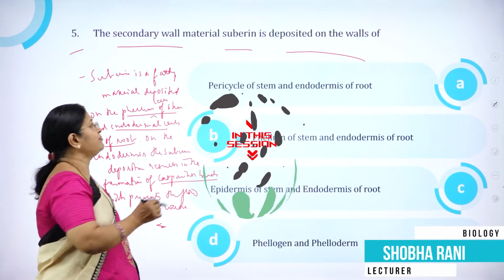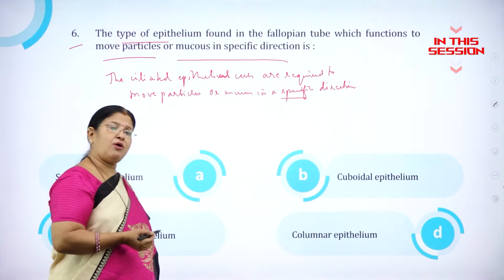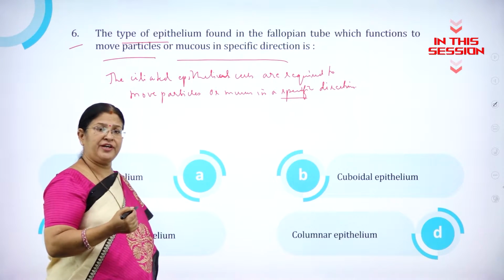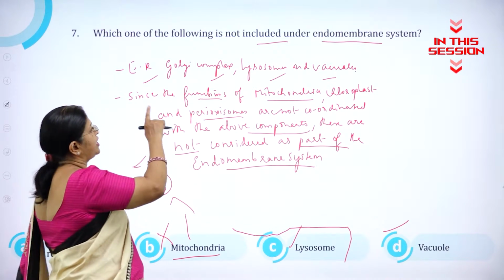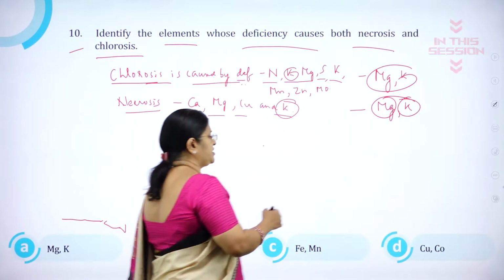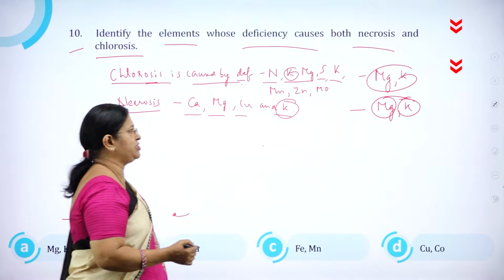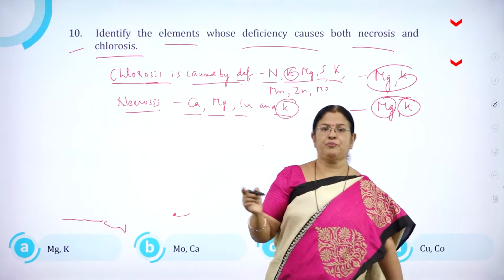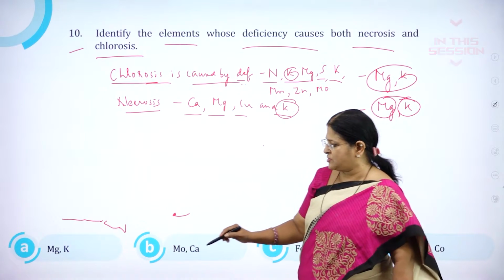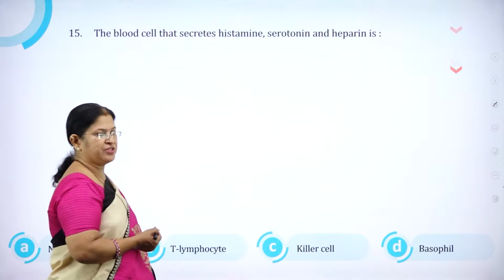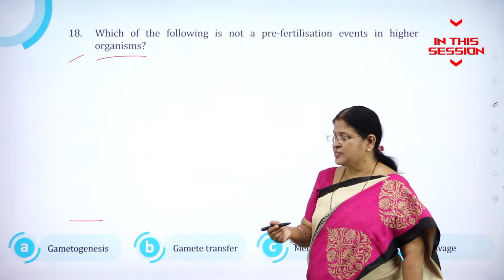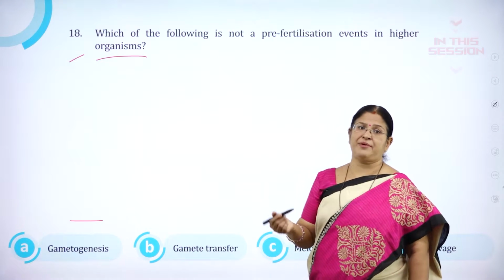Suberin? Suberin is nothing but a fatty material. The type of epithelium: usually all the epithelial cells form the lining of internal organs. Mitochondria is not included under the endomembrane. So which is the option which is having both magnesium and potassium as common for both necrosis as well as for chlorosis? All of us know the blood cells have like neutrophils, then basophils. Gametogenesis is the process of formation of gametes.